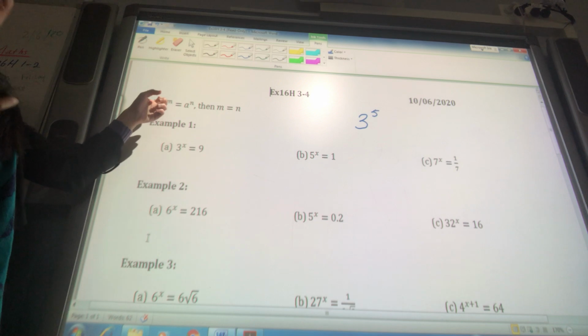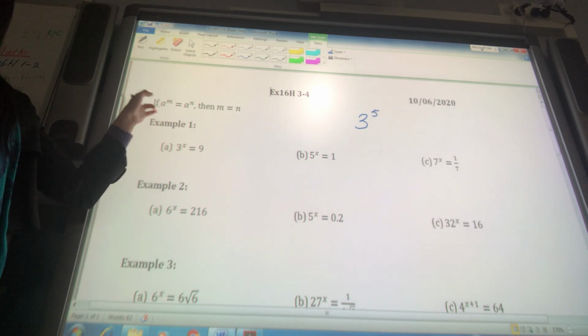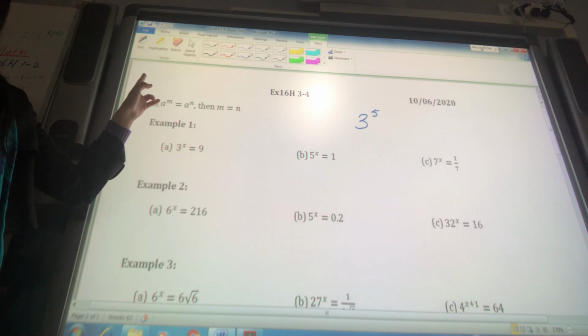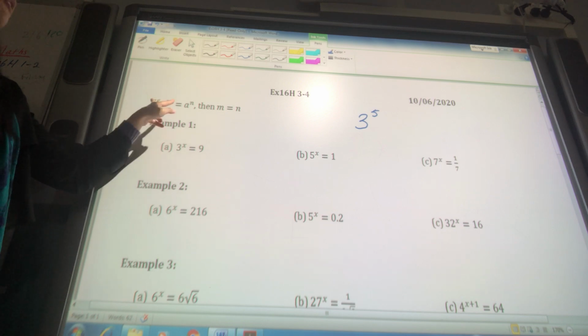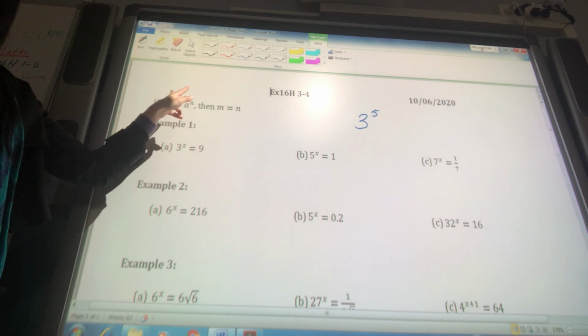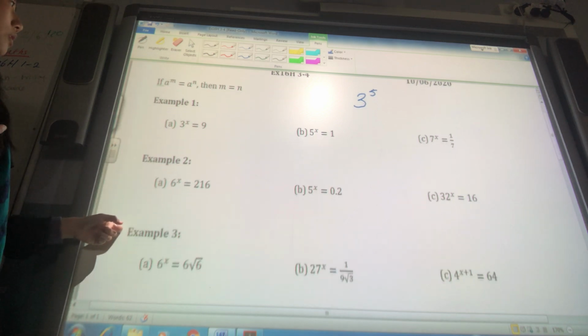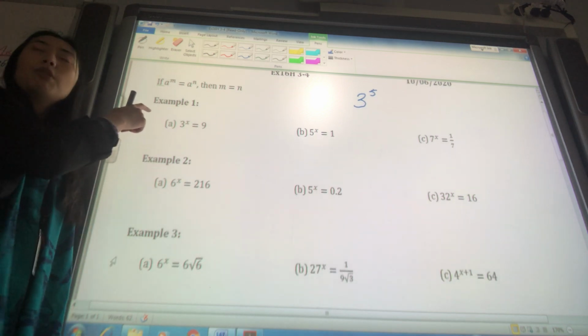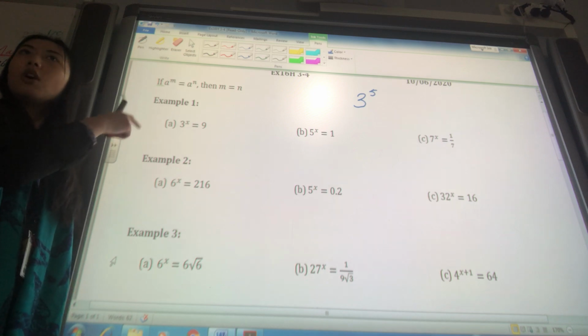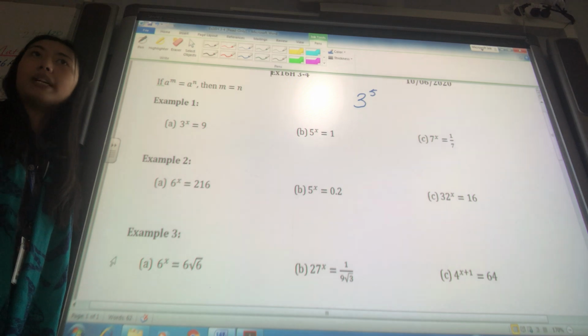Now, if you have two indices being equal, and for these two indices, what is the same? The base is the same, right? If the bases are the same, that means their powers are also the same. Does that make sense? Yeah, it's pretty intuitive, right? So for example, if you have 3 to the power of x equals 9, we know 3 squared is equal to 9.